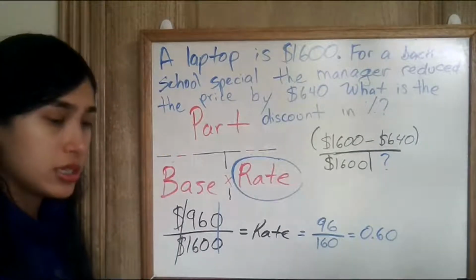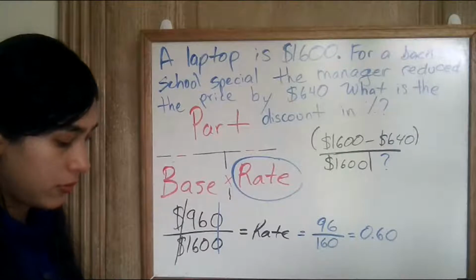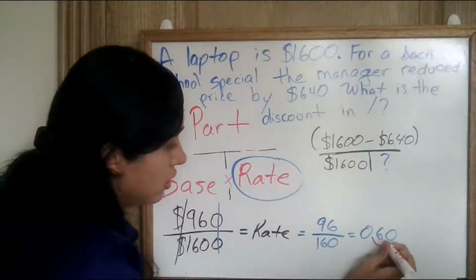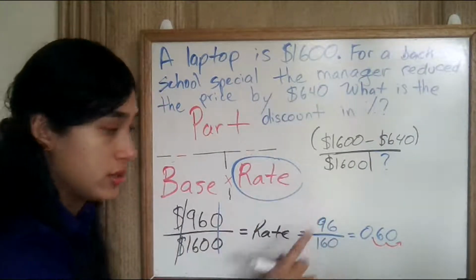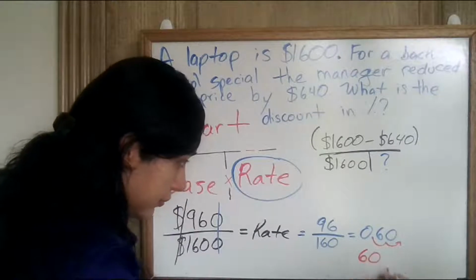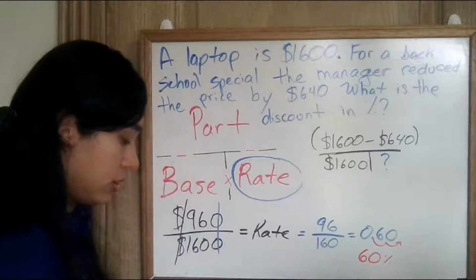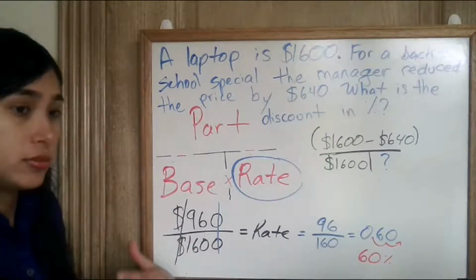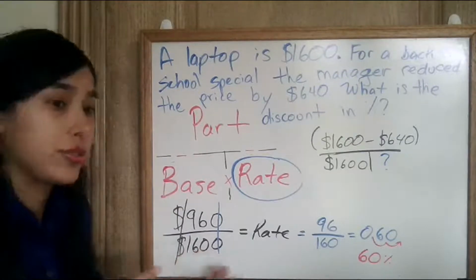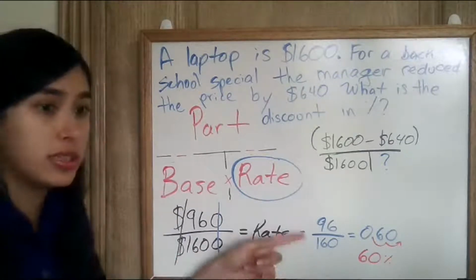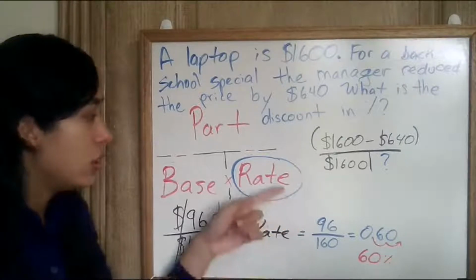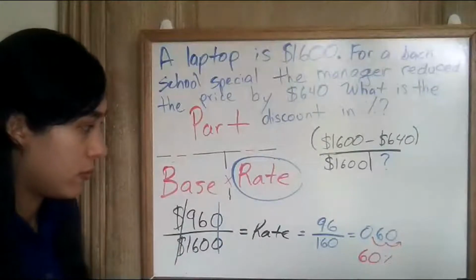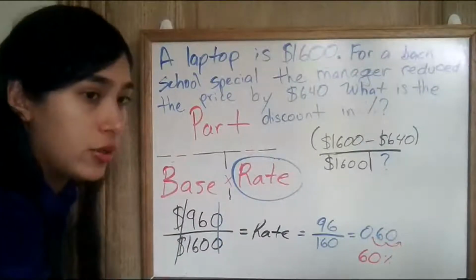In order to get our percentage, I have to move my decimal point 2 times to the right. So I do 60, and then I add the percent sign. The thing with rate is that it can be written as a decimal point, it can be written as a fraction, because if we simplify this, it could still be a fraction, or we can just convert it into a percentage. Any questions on this so far?